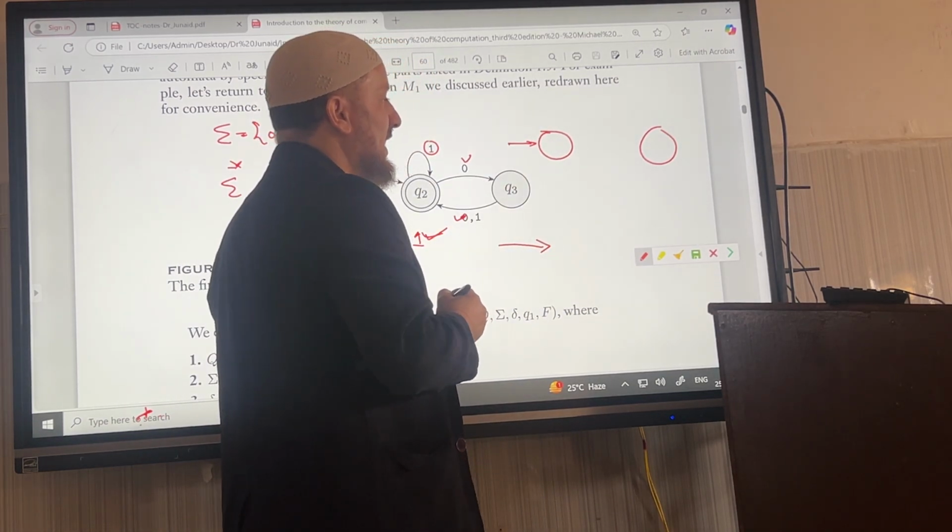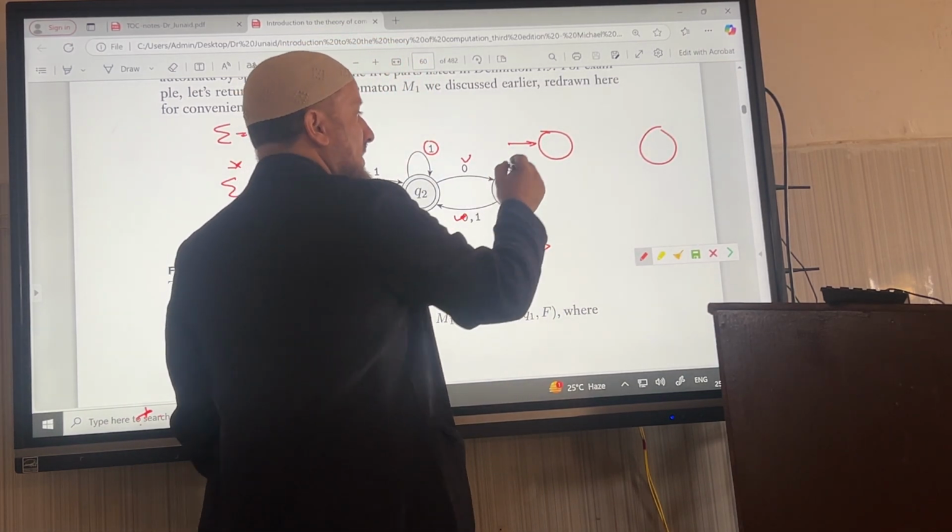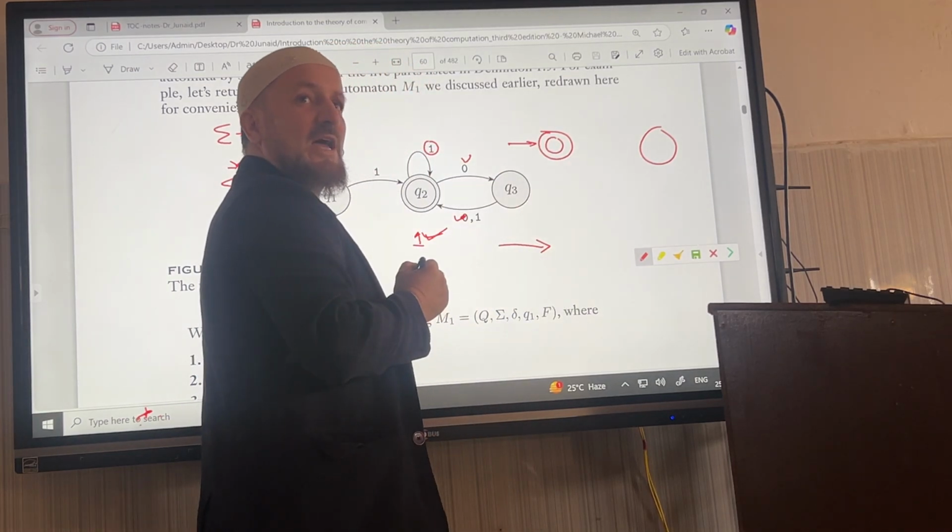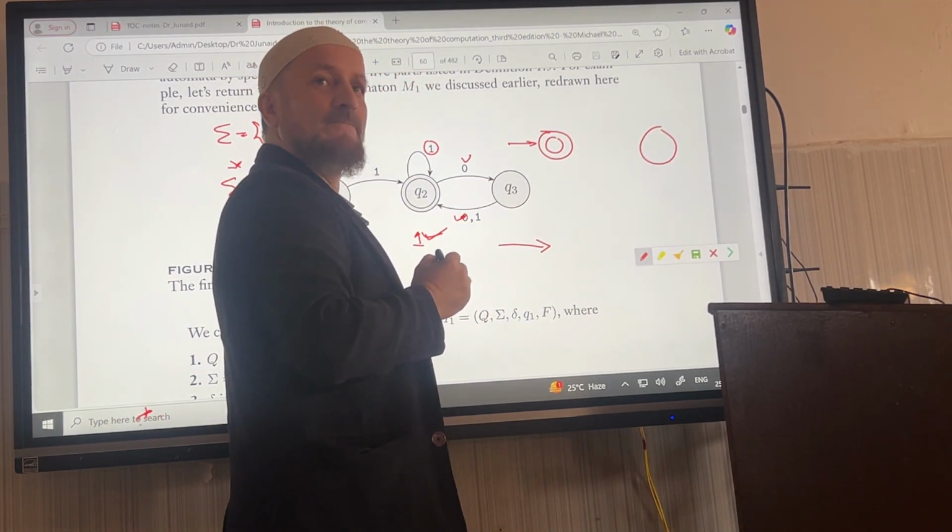Say for example we have this thing, and the initial state is the accepting state. Initial state is what? Accepting state.